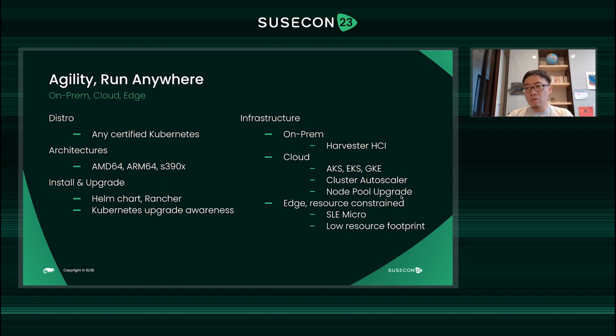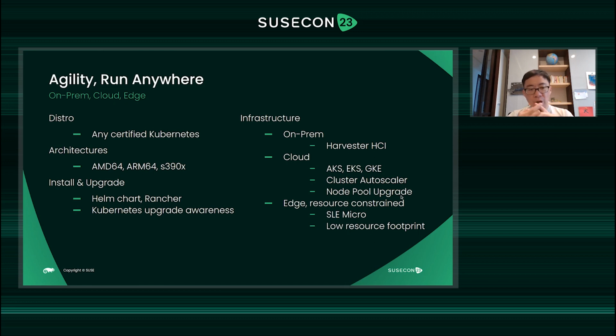We also want Longhorn to run anywhere, like on-premises, cloud, or edge. So here is what we have done, and probably some things we plan to do later, depending on customer or user feedback. The first one, distro. Any certified Kubernetes, Longhorn can run on it, including vanilla Kubernetes or RKE, RKE2, K3s, etc. For architecture, Longhorn not only runs on AMD64, we can also run on ARM64 and s390x architecture.